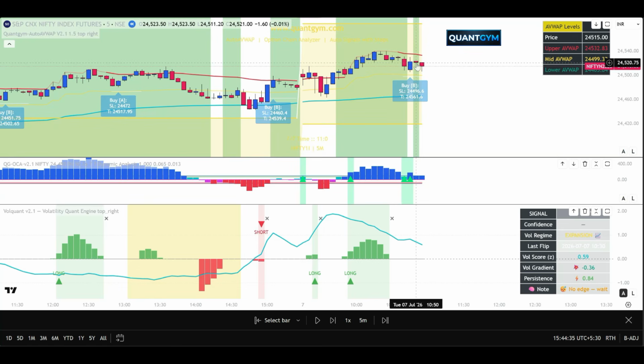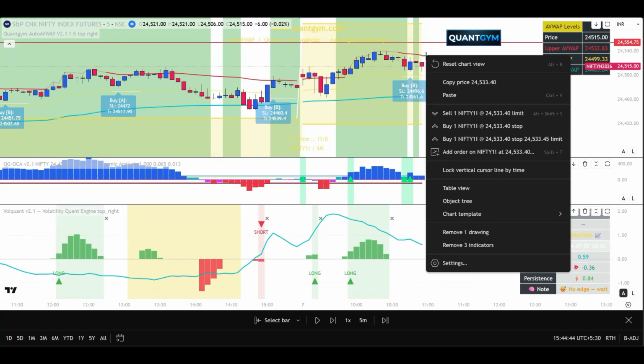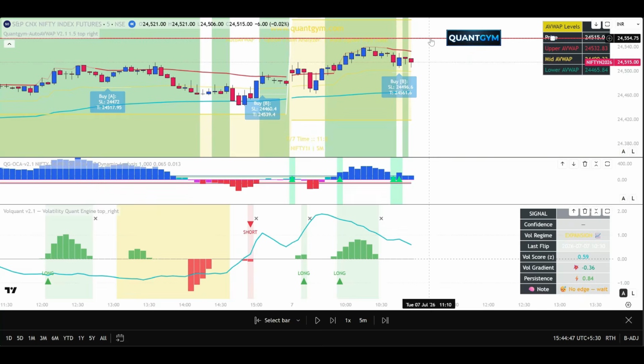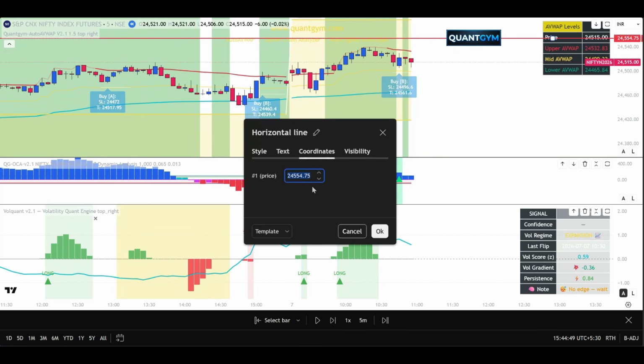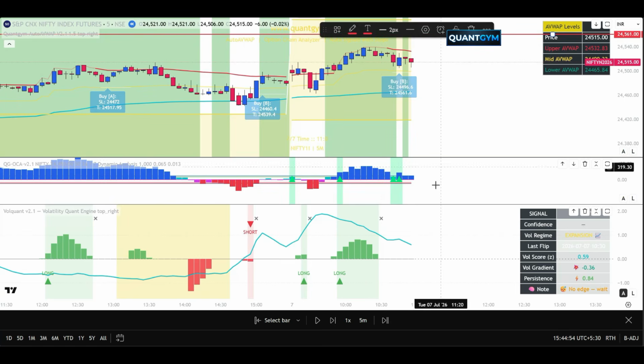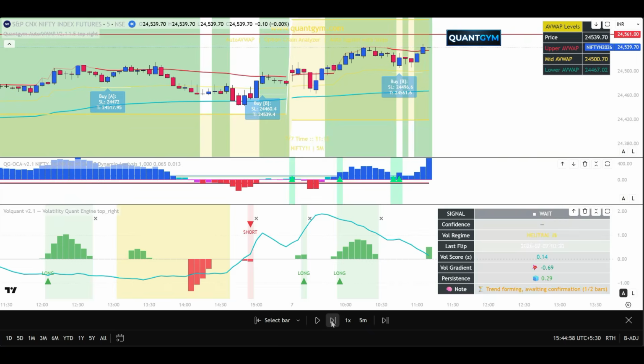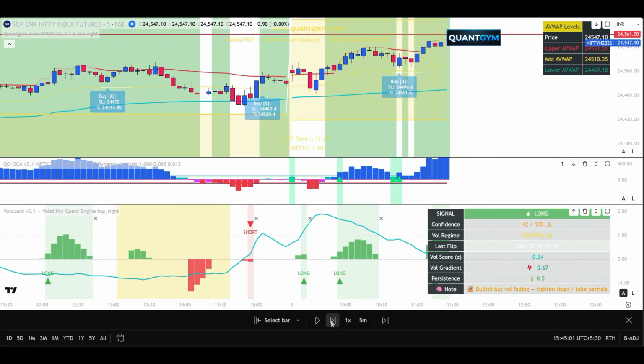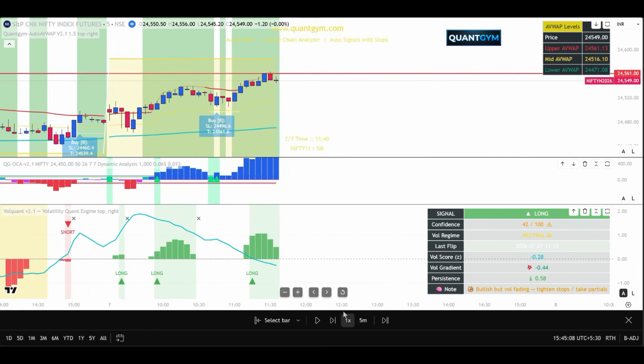So your buy level is somewhere around 24,520. Your stop loss is 24,496. Your target is 561. Let me mark 561. 24,561. That is whatever target the algo is providing me. 561 hit, target met, I square off, trade over.